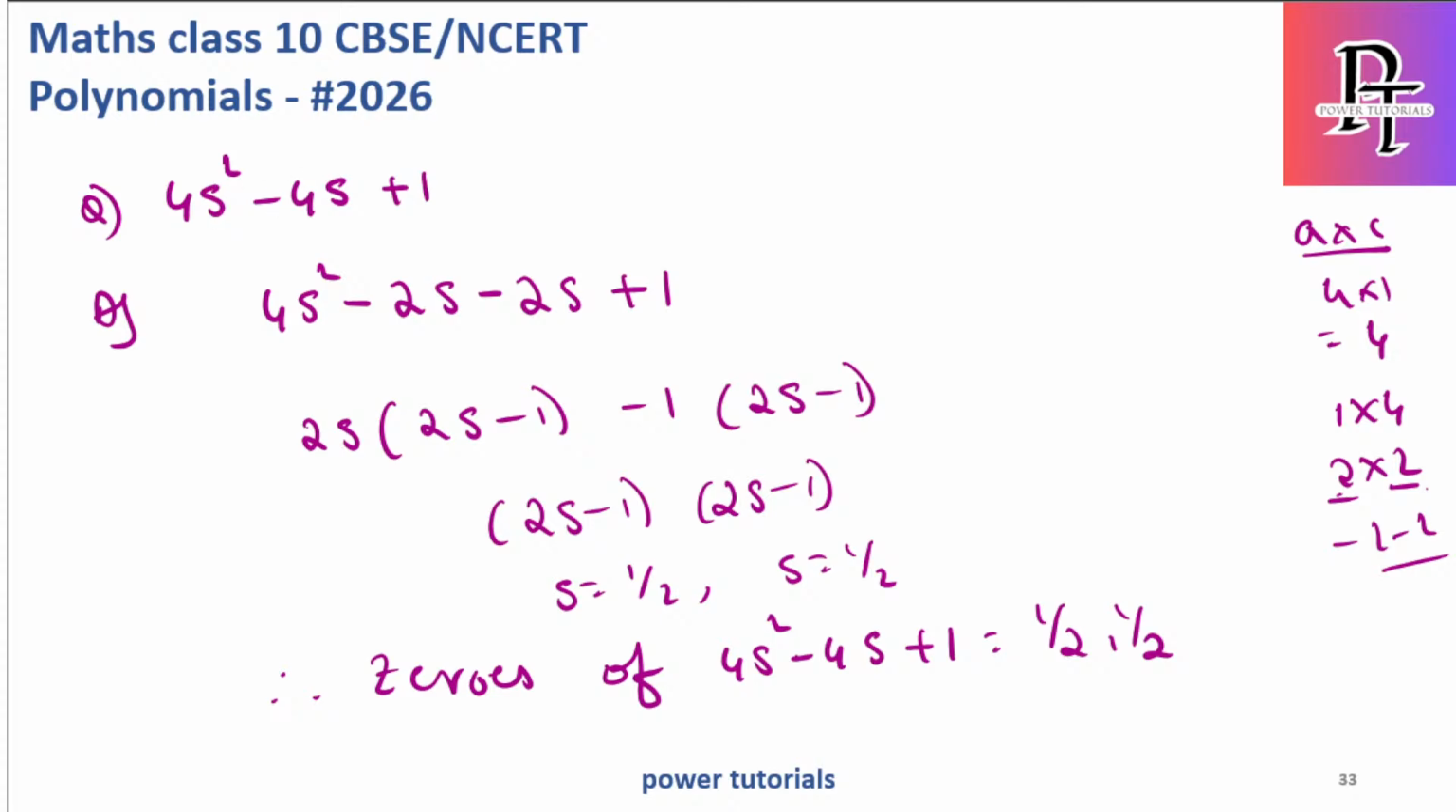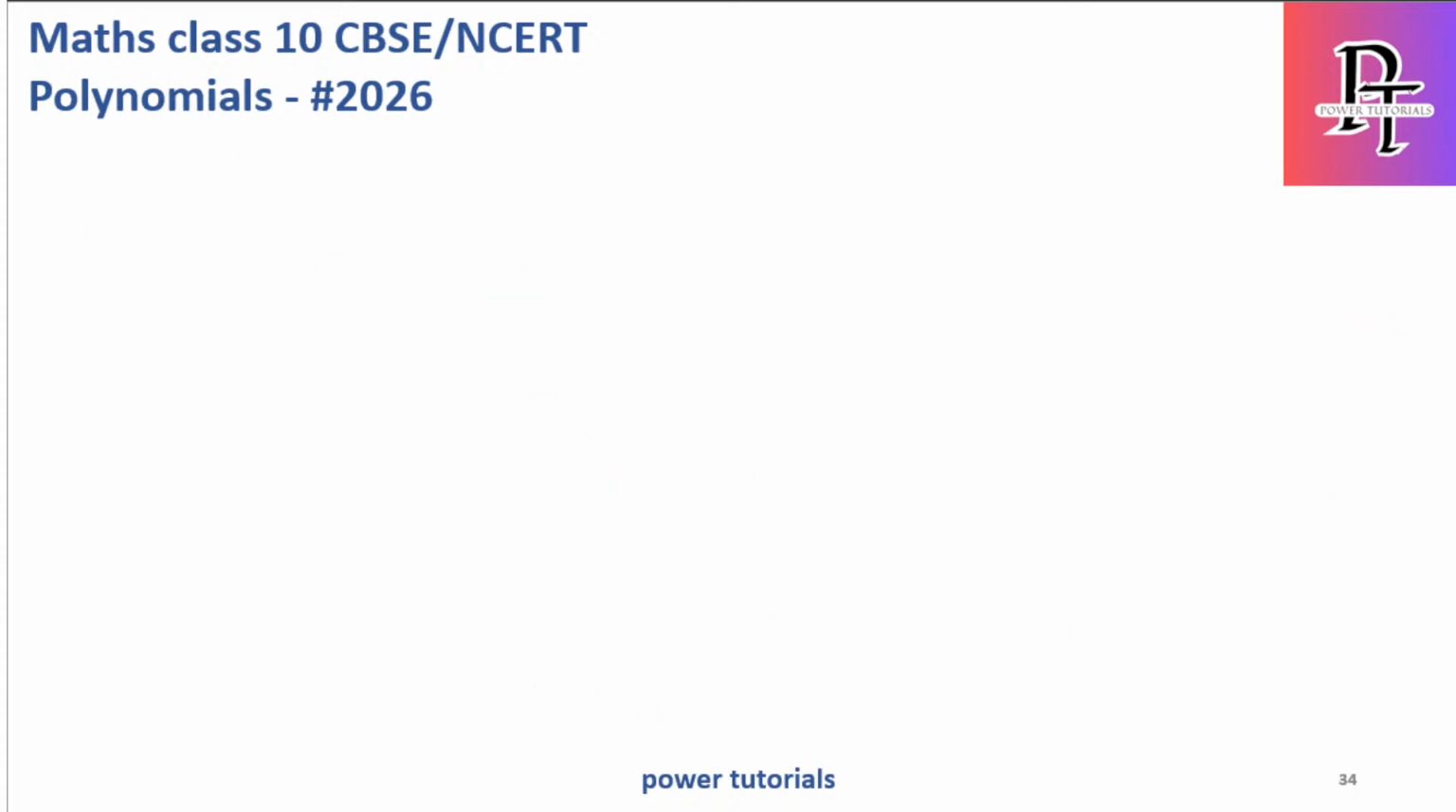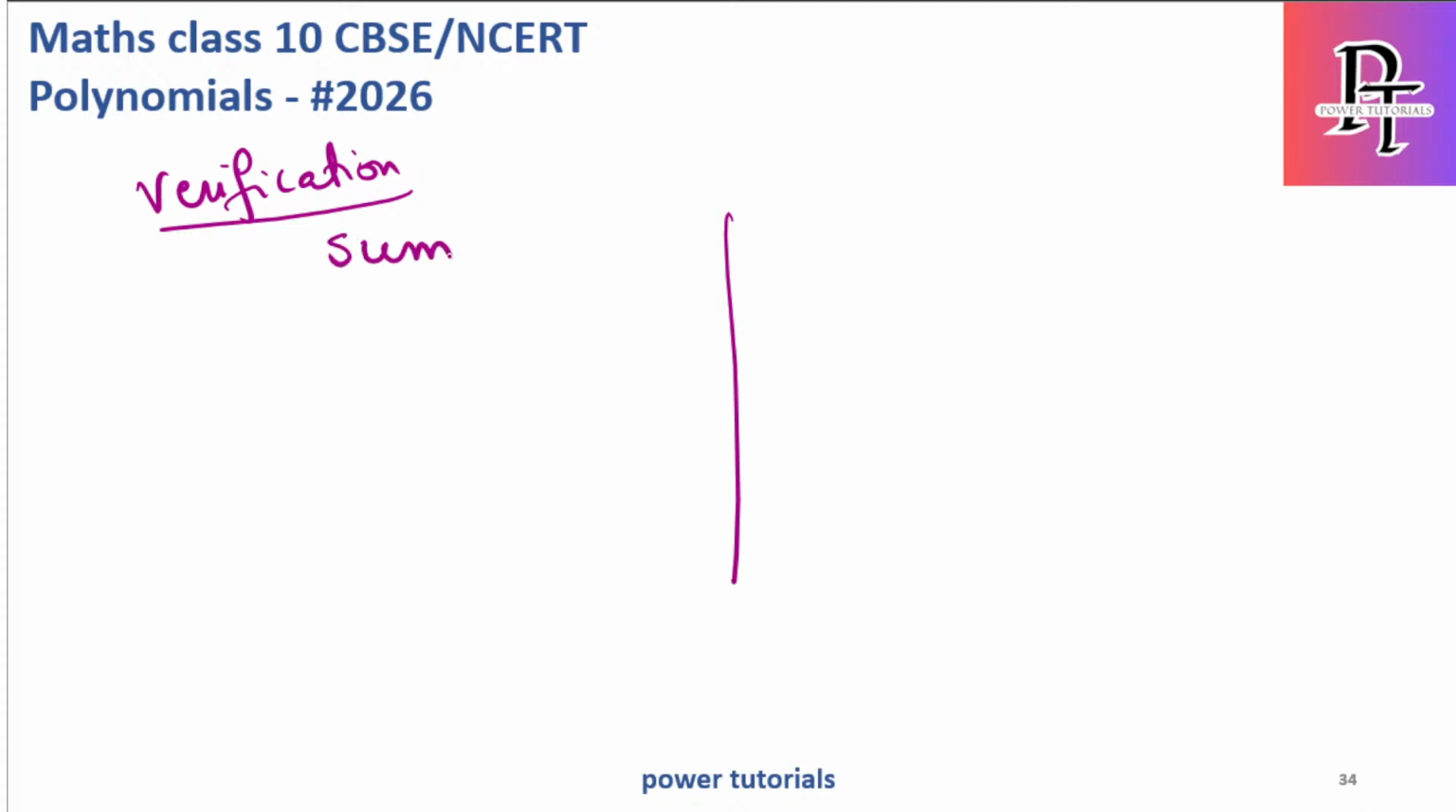Okay, but it's not only finding zeros, you also need to verify the relationship between coefficients and zeros. So verification. What is the verification? Sum and product. Sum should be equal to minus b by a. Product should be equal to c by a. We need to verify these two.